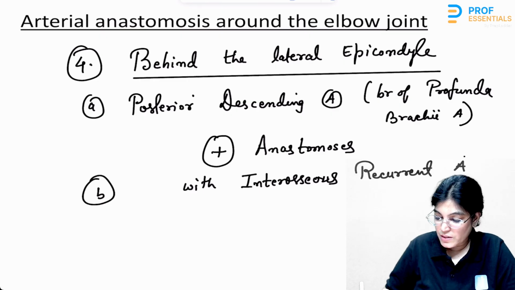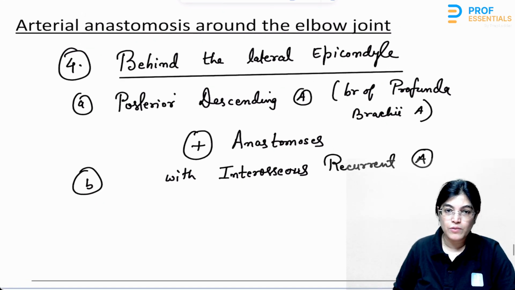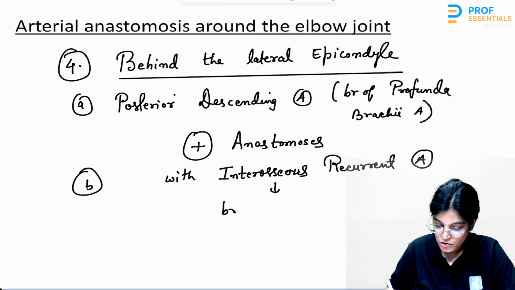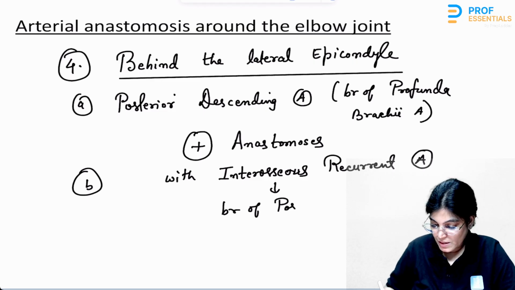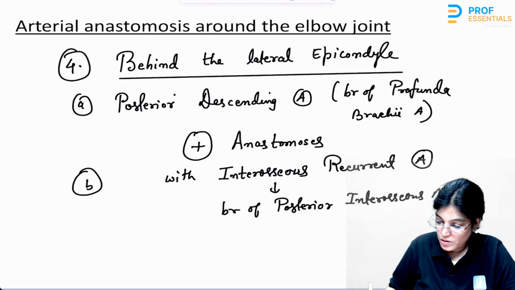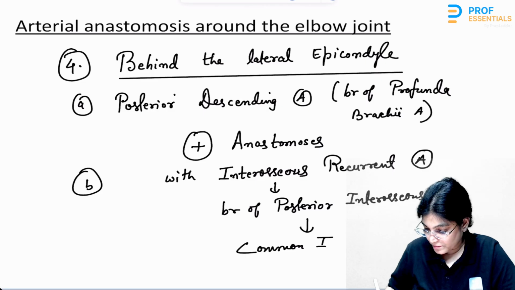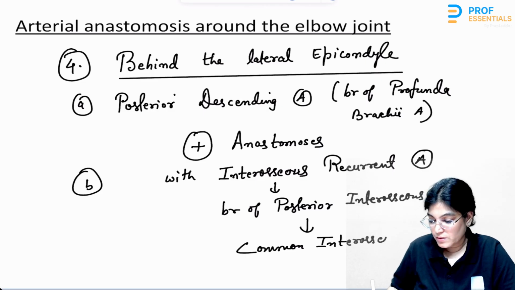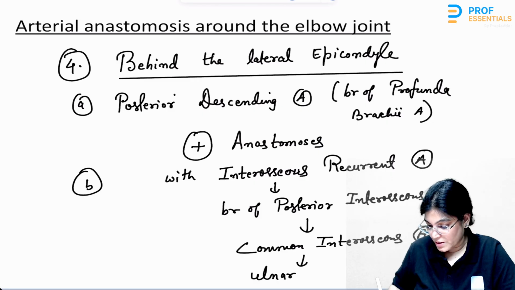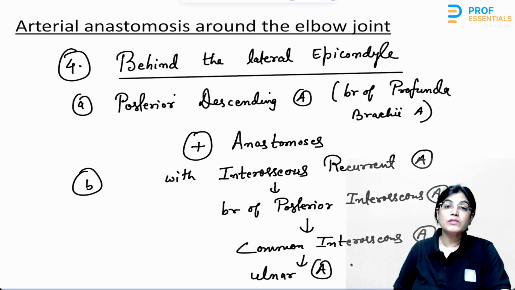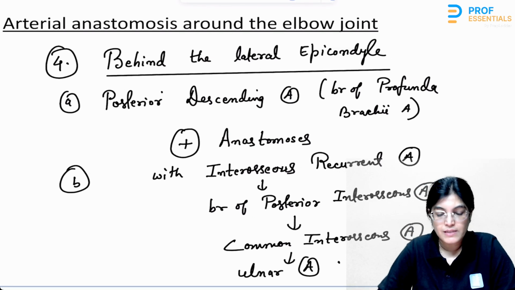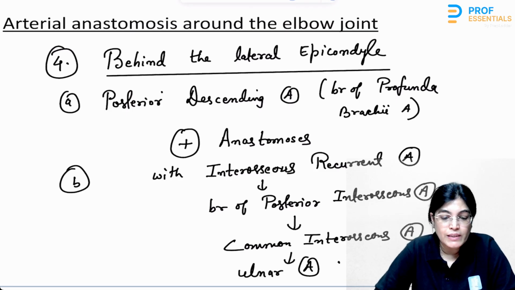And my dear students, the interosseous recurrent artery is a branch of the posterior interosseous artery. And the posterior interosseous artery is a branch of the common interosseous artery. And the common interosseous artery is a branch of the ulnar artery. So this is also important for you to know because this has been asked in examination. So these are the important anastomosis.